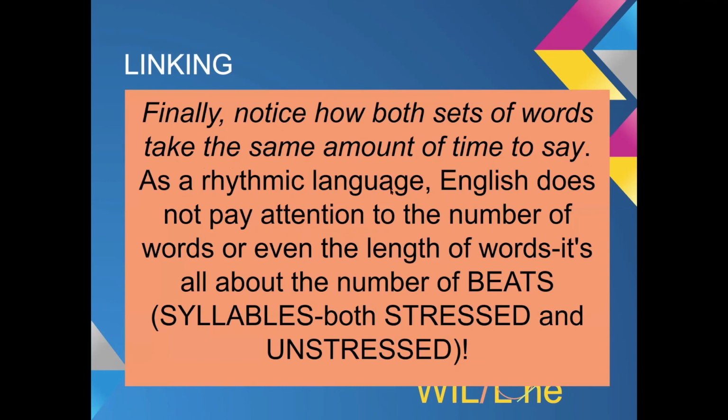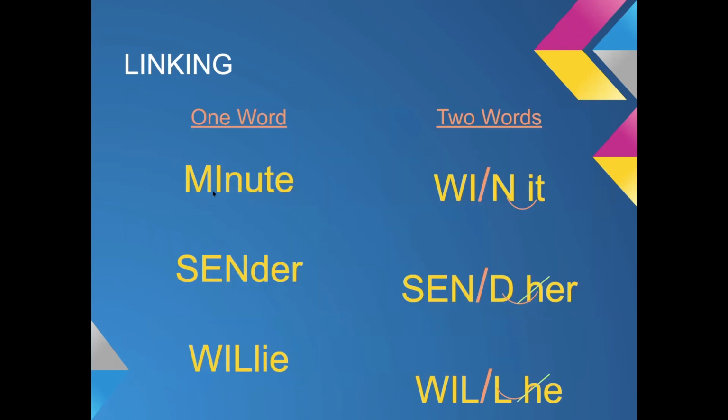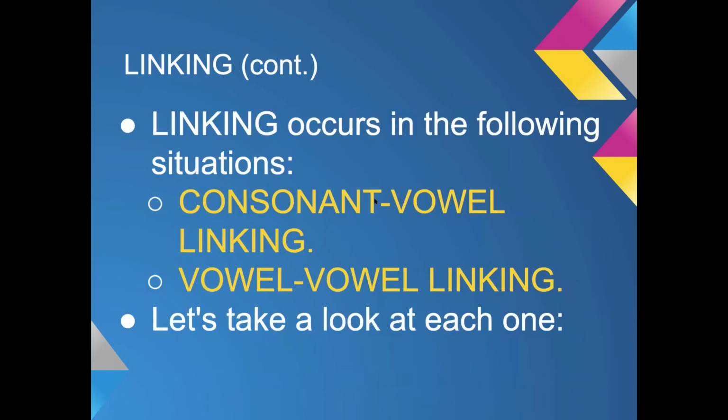English is a rhythmic language. When we speak, we don't pay attention to the number of words or even the length of those words. It's all about how many stresses, how many beats. Beats are the syllables that we stress, but also the syllables we don't stress. So what's more important is how many different beats we hear. For example, in minute and win it, we hear only two beats, one stressed and one unstressed. That's a really big difference between English and your language.